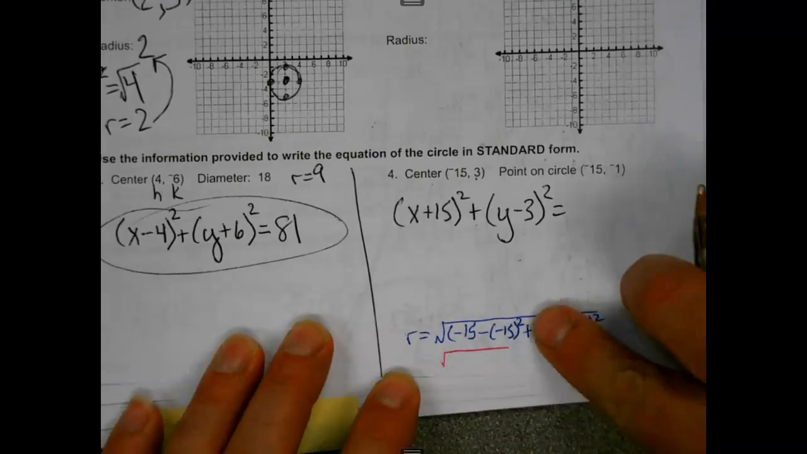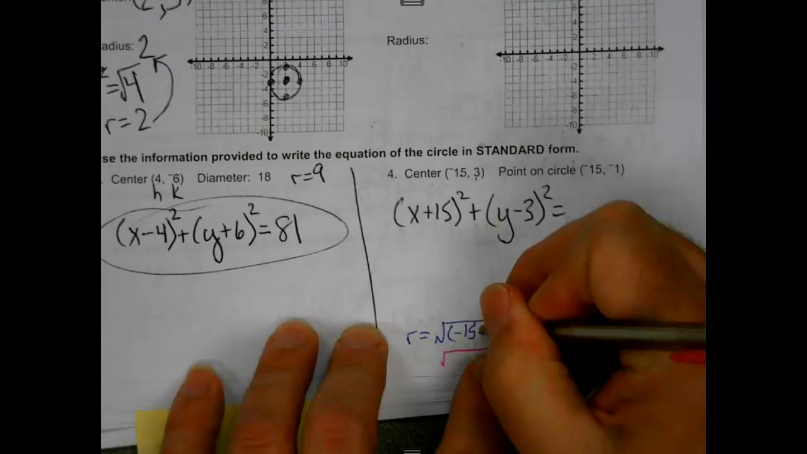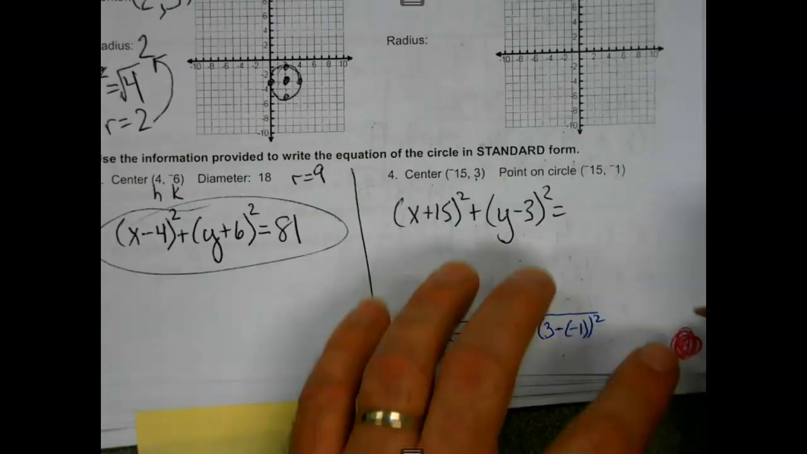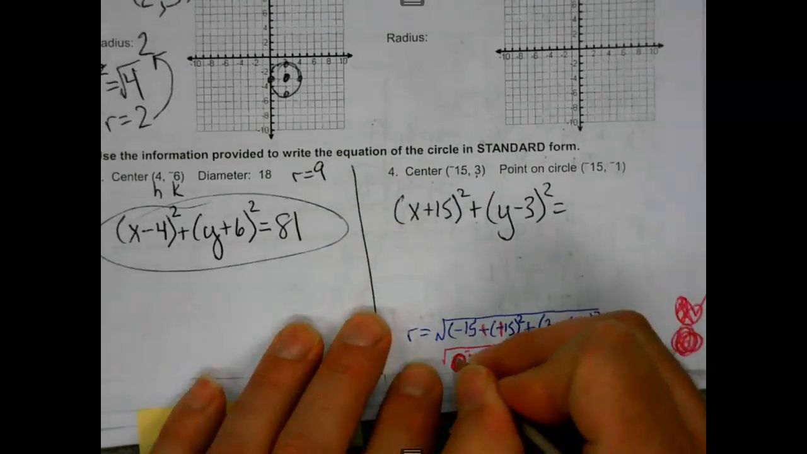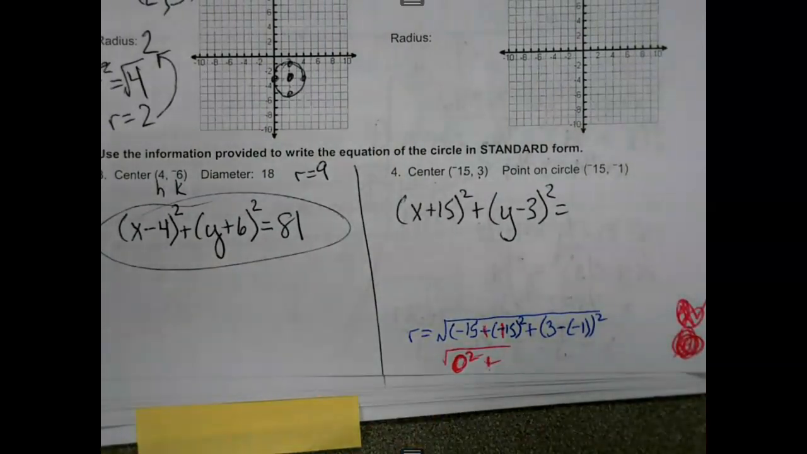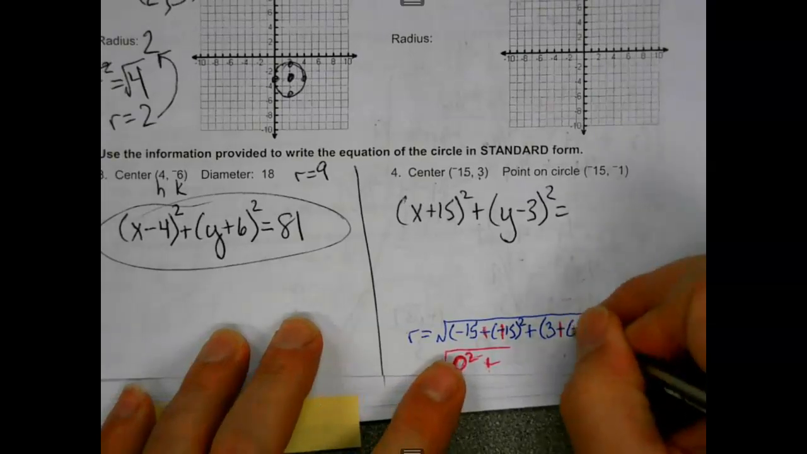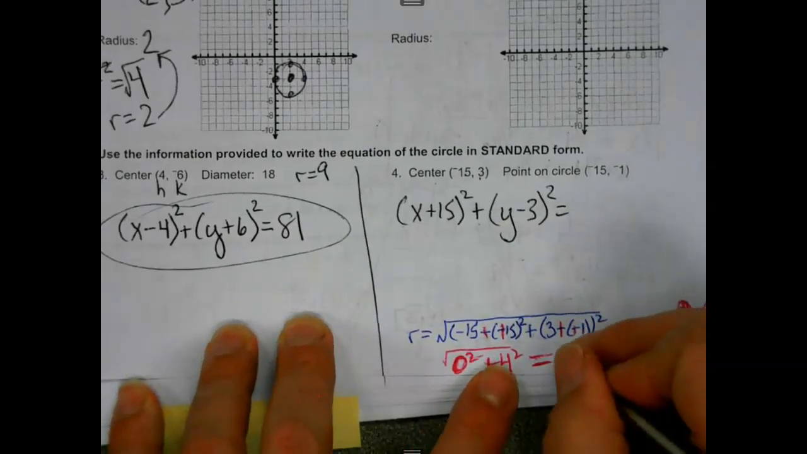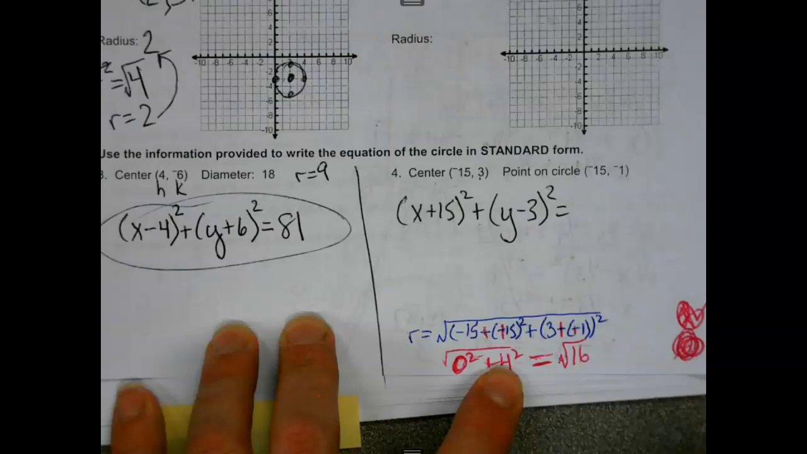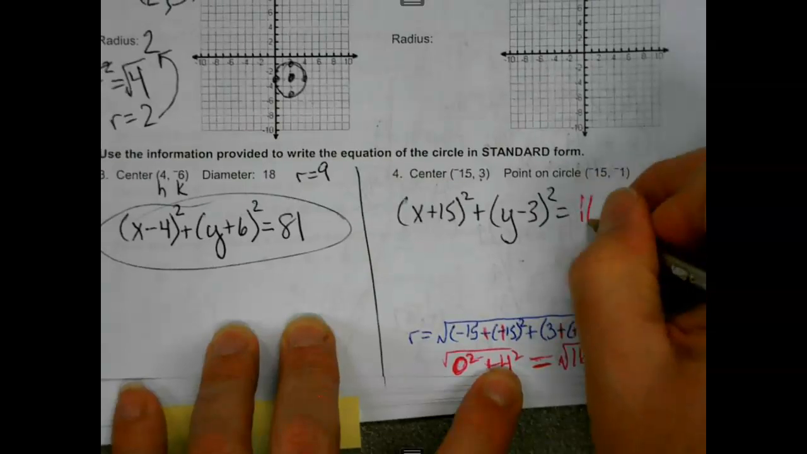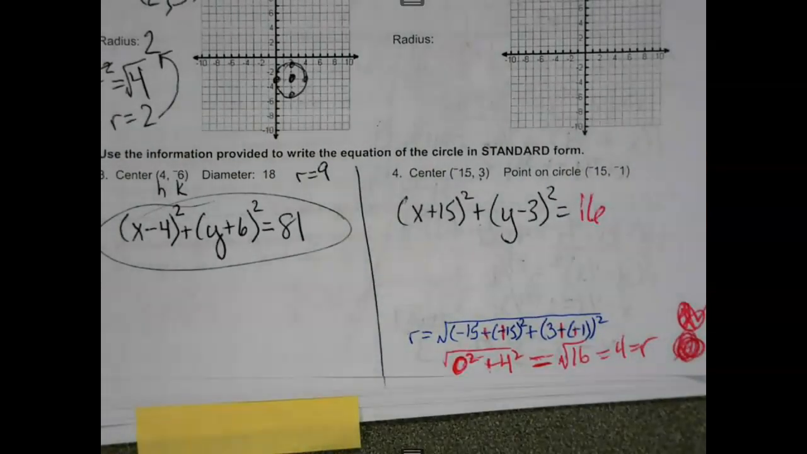Minus a negative is plus. So negative 15 plus 15 is 0. I like 0. 0 is a wonderful number. Plus, oh my gosh. There we go. 3 plus 1 would be 4 squared. You're like, well, this turned out nice. Hardy's pen, not so much. So 0 squared is 0. 4 squared is 16. So my radius is 4. And the equation wants radius squared. Okie dokie, thank you.